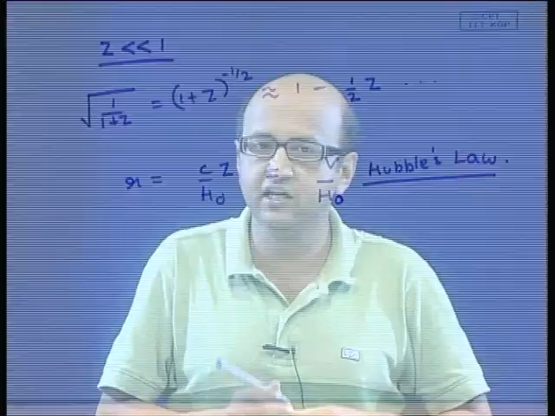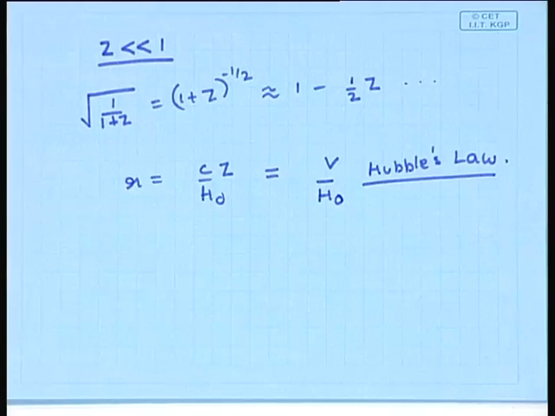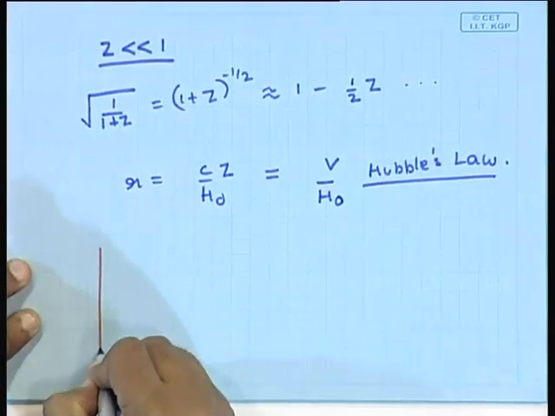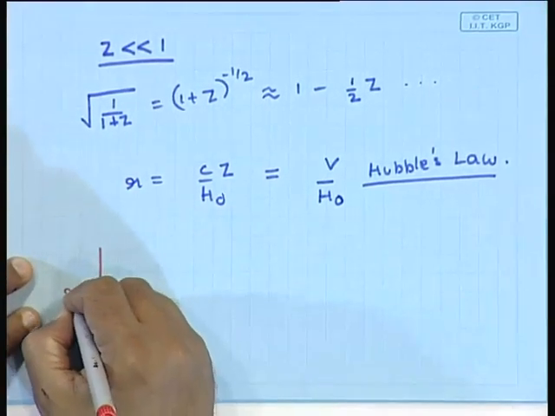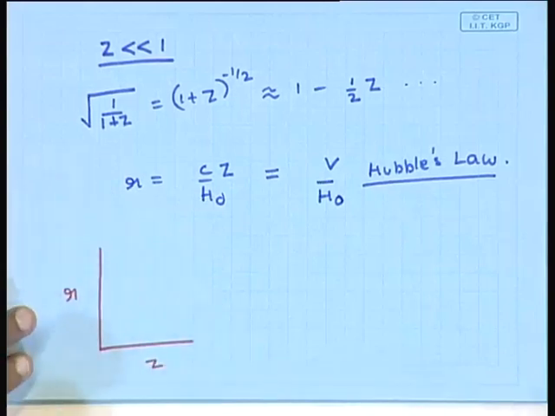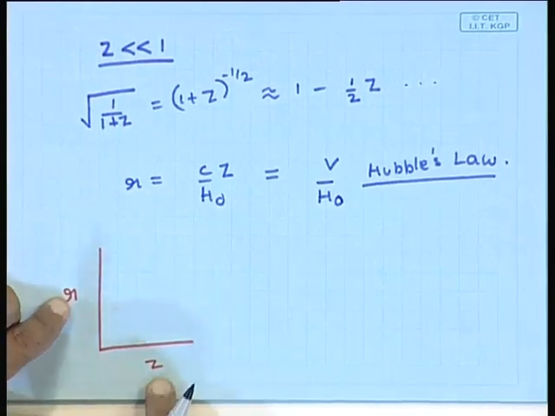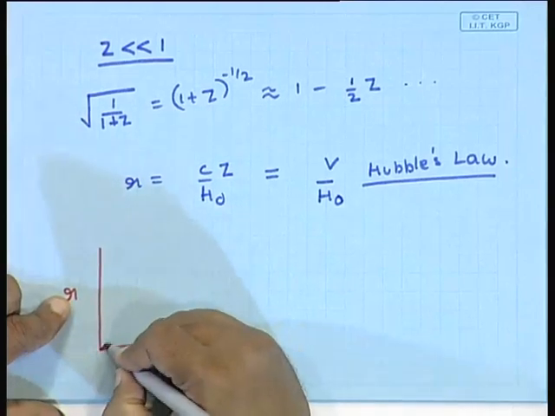So, we have seen that at small redshift you recover Hubble's law. Now, let us see what happens at large redshift. Hubble's law predicts a linear relation between the distance and the redshift, right. This is Hubble's law.